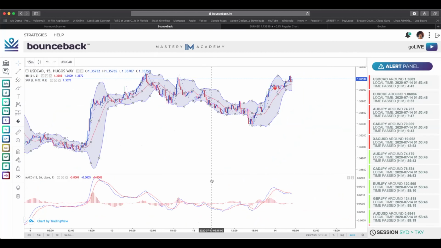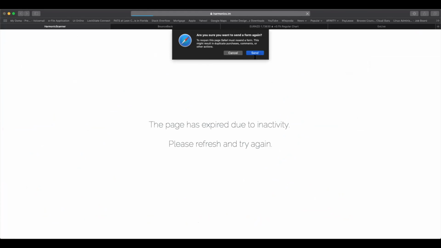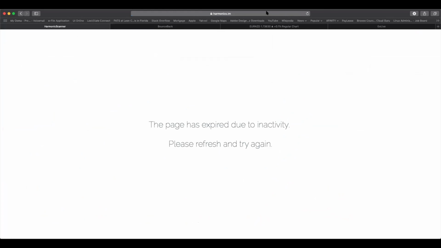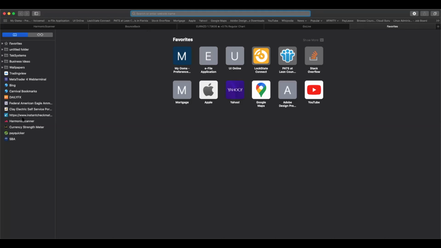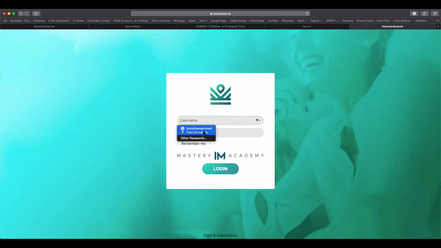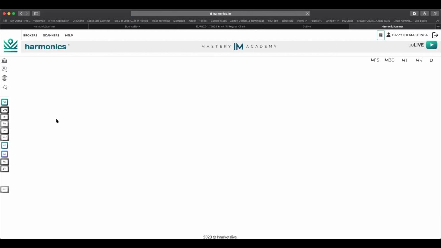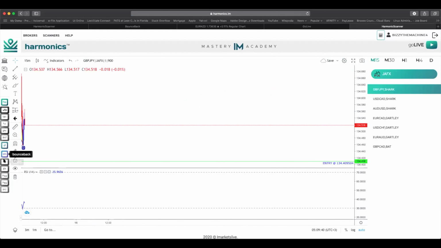They actually updated the interface a lot, which is actually kind of dope. So as soon as you log in, and actually if you go to the Harmonic scanner, so I'm gonna refresh my page. There you go. Okay, open a new one. As you go to your Harmonic scanner, you'll see it pop up over here as Bounce Back. And any product that you buy that uses the Harmonic scanner interface, it'll show up over here to the left.